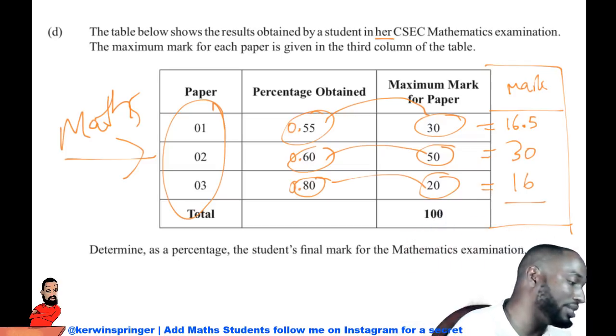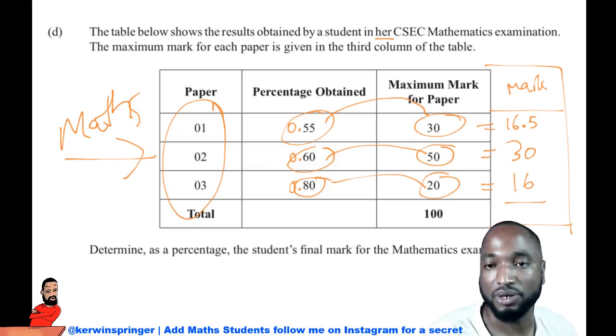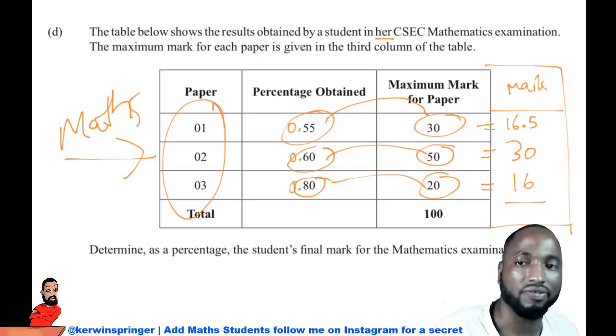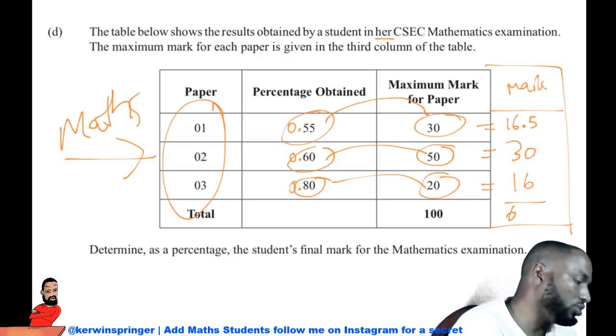Well done. So when you add up this, you'll get the mark that everybody was getting. Well, you get 62.5. So this is 62.5. So that's it.